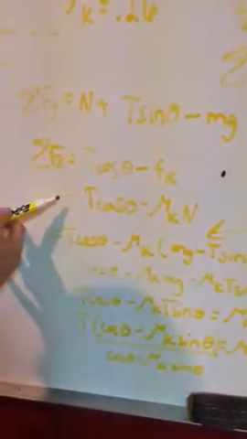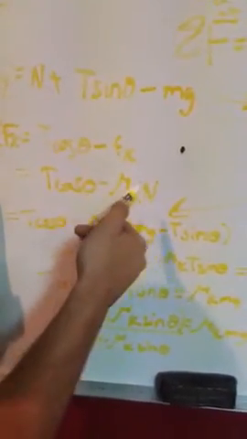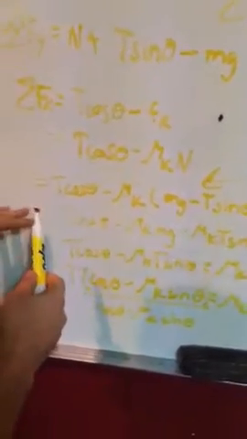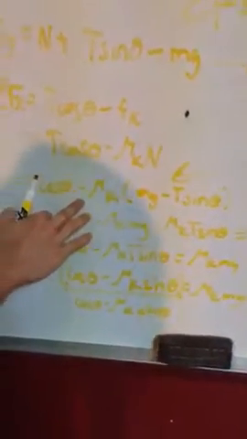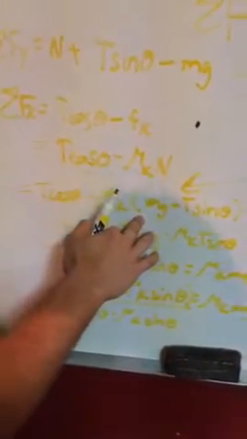And we can plug in the force of friction equals the coefficient of friction times the normal force. We'll plug that in, we get T cosine theta minus the coefficient of friction times the normal force. So we can plug this right here, the normal force, into the normal force right here, and we get T times cosine of theta equals mu k times mg minus T sine of theta.